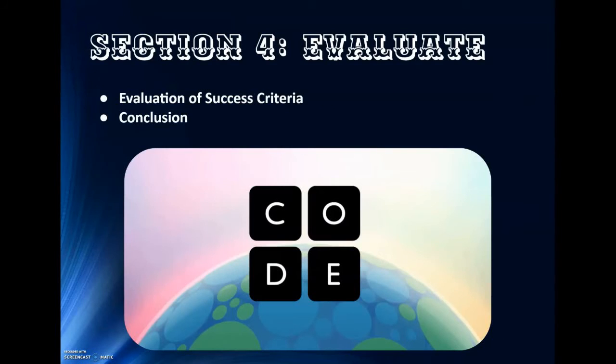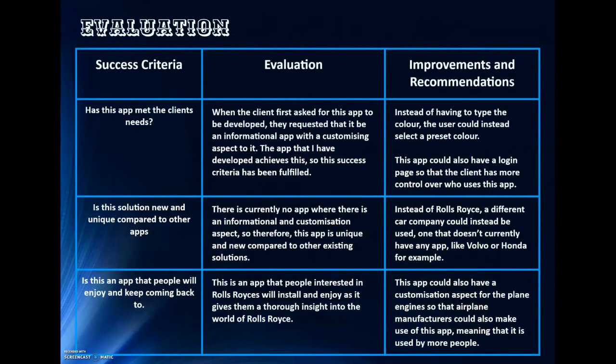Section 4, Evaluate. In this section, we'll look at the evaluation of the success criteria and the conclusion. So the first success criteria was, has this app met the client's needs? When the client first asked for this app to be developed, they requested that it be an informational app with a customizing aspect to it. The app that I've developed achieves this, so therefore this success criteria has been fulfilled.